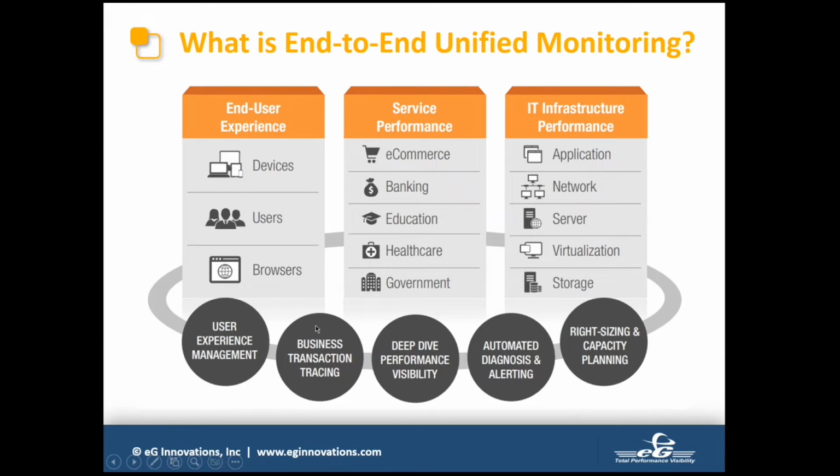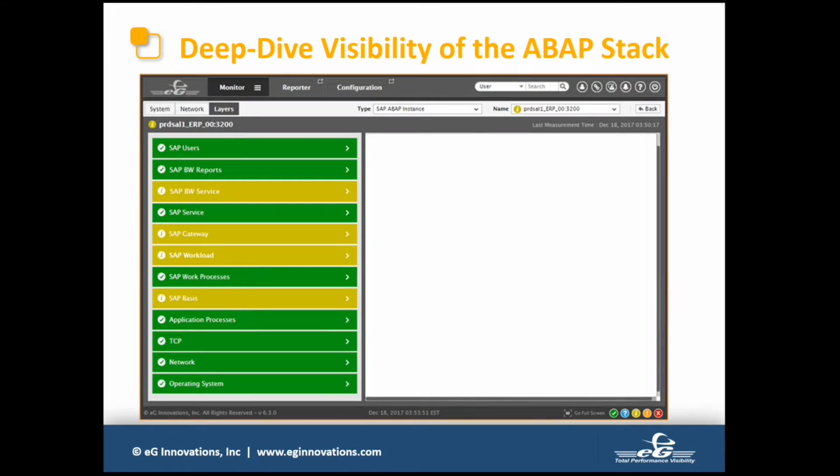Then we deep dive into the performance visibility of the SAP infrastructure. For that, we have something called a layer model. This layer model is based on the OSI layer model, where we have the operating system layer, the network layer, and the application layer. From these layers, we can find out exactly where the slowness is and where the issues are in your SAP applications.